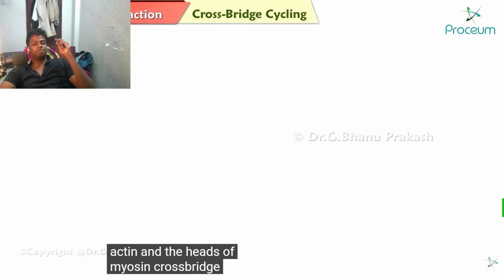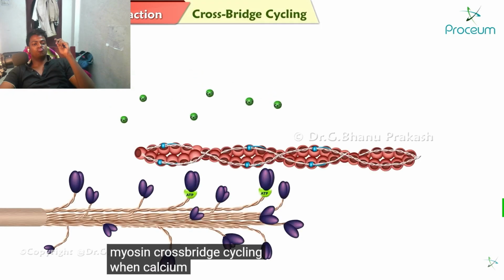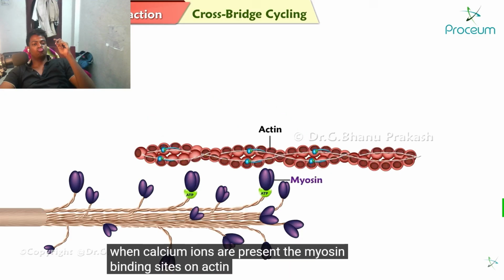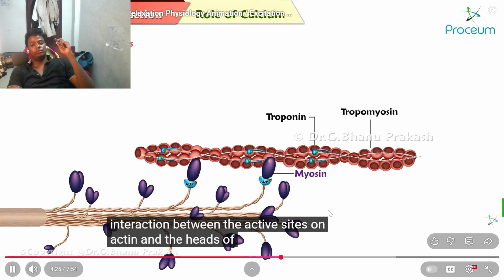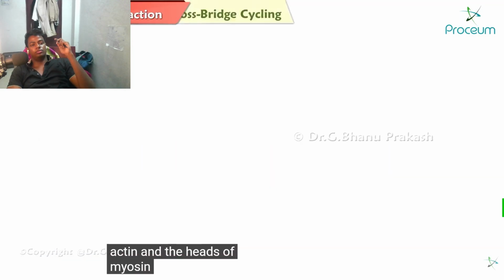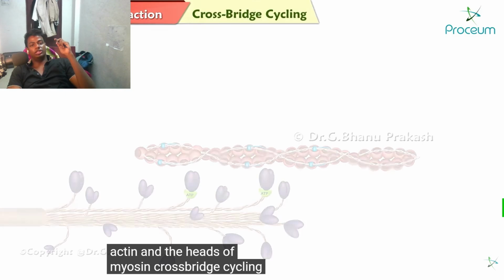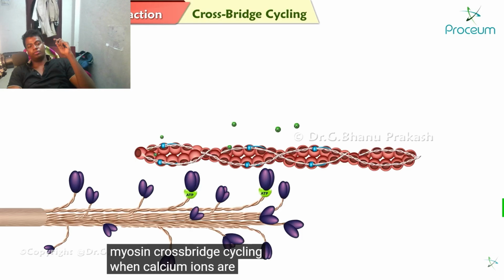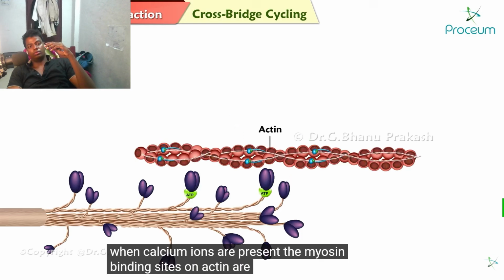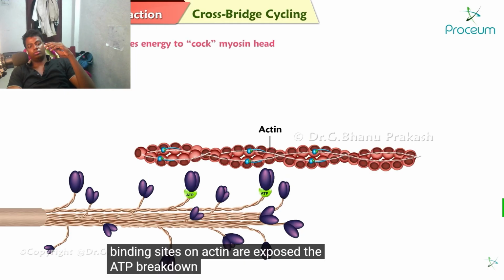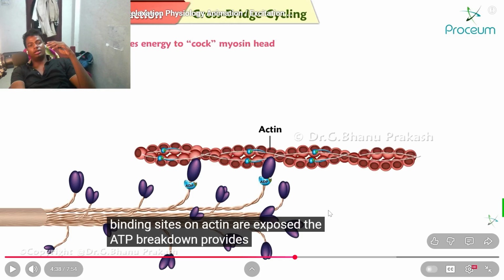Cross-bridge cycling. This is important. When calcium ions are present, the myosin binding sites on actin are exposed. The ATP breakdown provides energy.